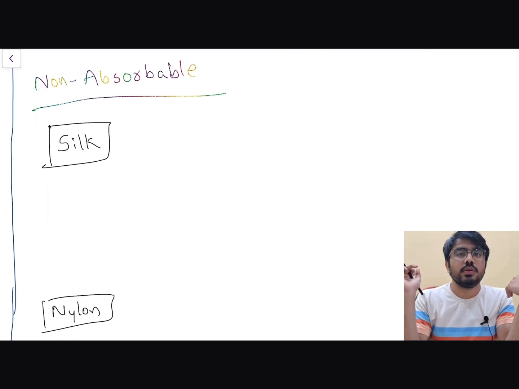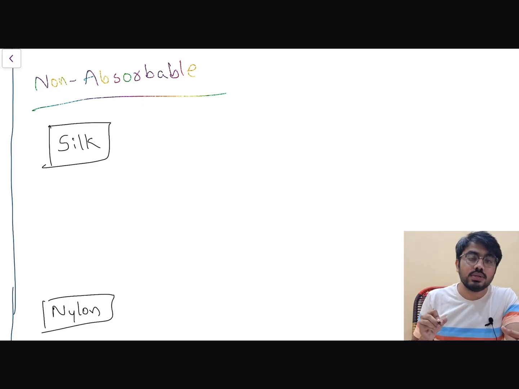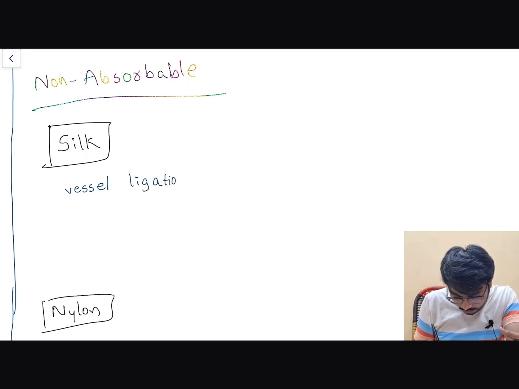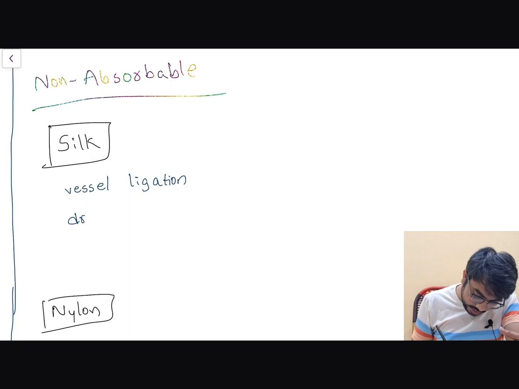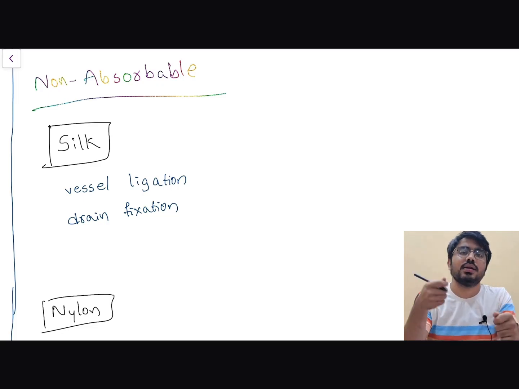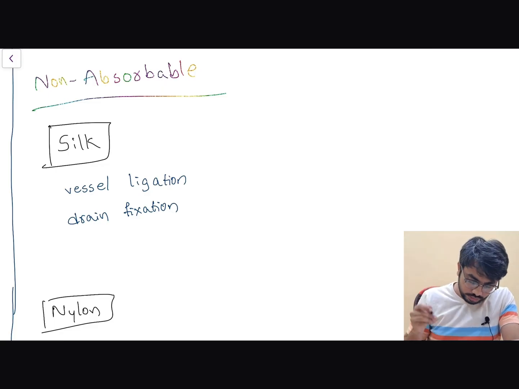Under non-absorbable sutures, the first thing I want to discuss is silk. Coming to silk, what are the uses of a silk suture? Two uses, please enlist them. Vessel ligation, and drain fixation, very important, drain fixation. Whenever you want to fix a drain, you should always use a silk suture. So it can be used for vessel ligation as well as for drain fixation.